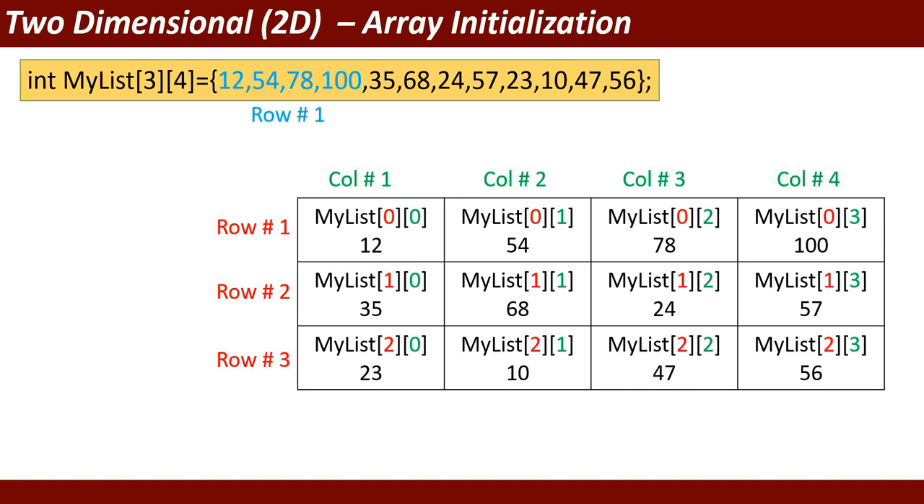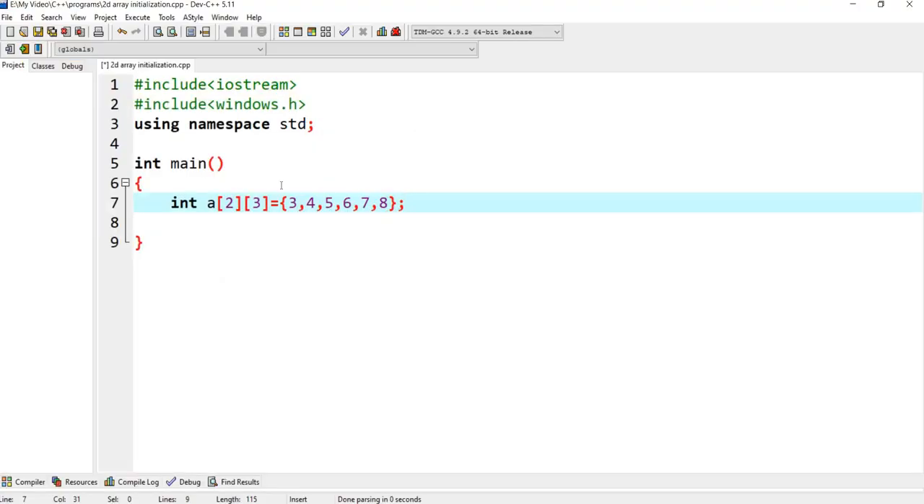The first 4 values indicate that this is row number 1: 12, 54, 78 and 100. And next, row number 2 is 35, 68, 24, 57, and row number 3 contains the values 23, 10, 47 and 56.